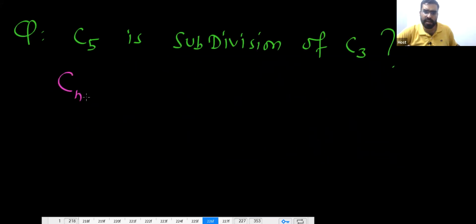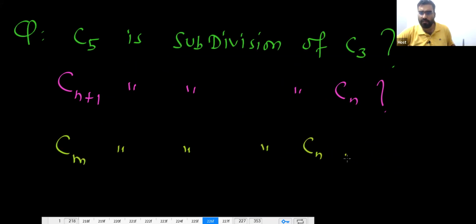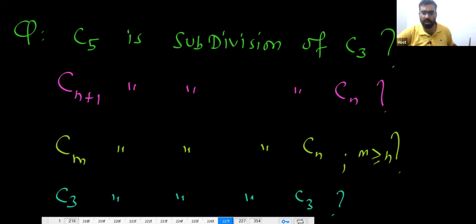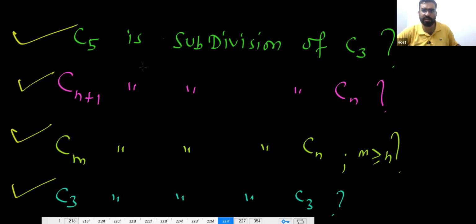Tell me one thing. Cn plus 1 is a subdivision of Cn. Is this correct? This is also correct. These two statements are correct. Like I can say Cm is a subdivision of Cn where m is greater than or equal to n. Can I say C3 is a subdivision of C3? All these statements are true.